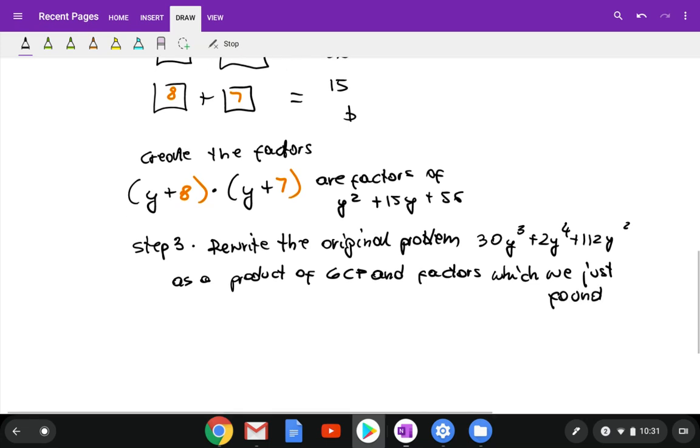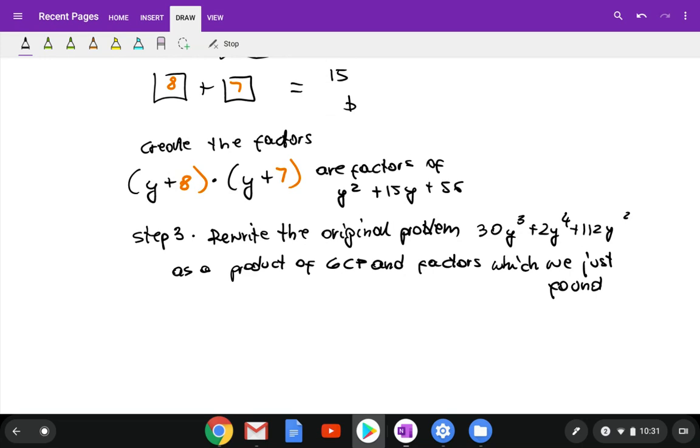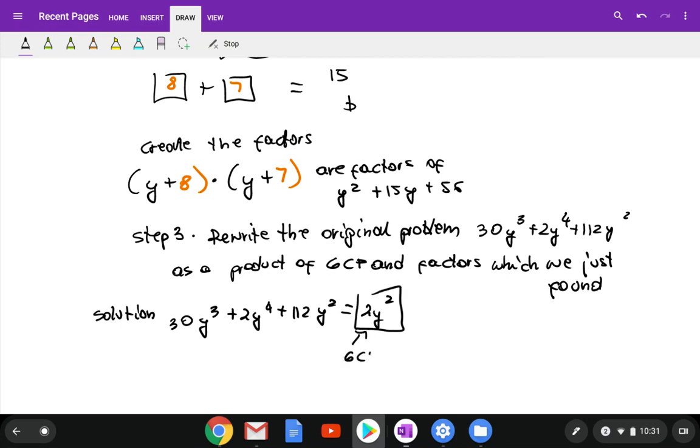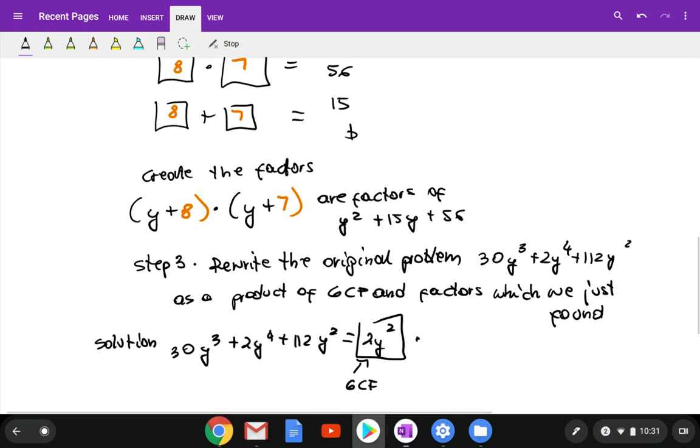Okay, so the final solution. The original problem, which is 30y to the third power plus 2y to the fourth power plus 112y squared, is the same as the GCF, which is 2y squared. Again, don't forget that that was the GCF, which we find at the beginning, times the factors which we find, which was y plus 8 times y plus 7, and that's the final solution.